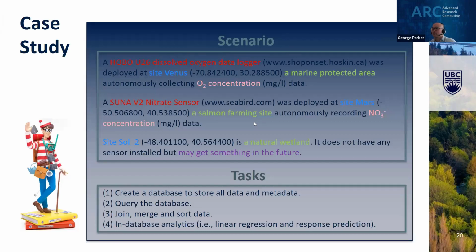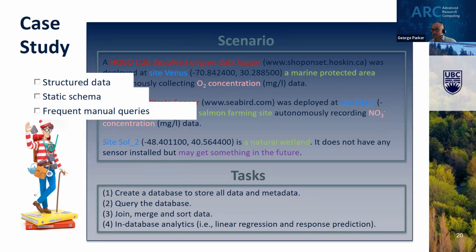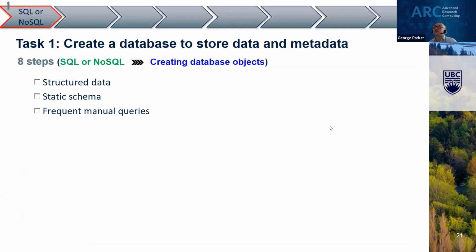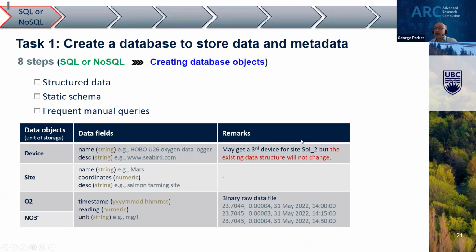Looking at this scenario, it seems to me it talks about 4 things. It talks about device, it talks about sites, O2 concentration, and NO3 concentration. 4 things. So feels like I can have 4 data objects to store the data and metadata.